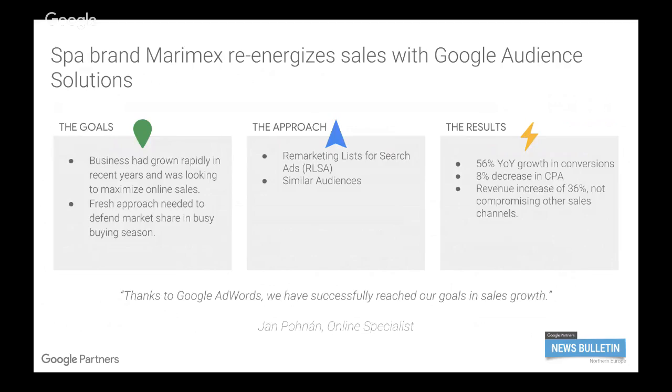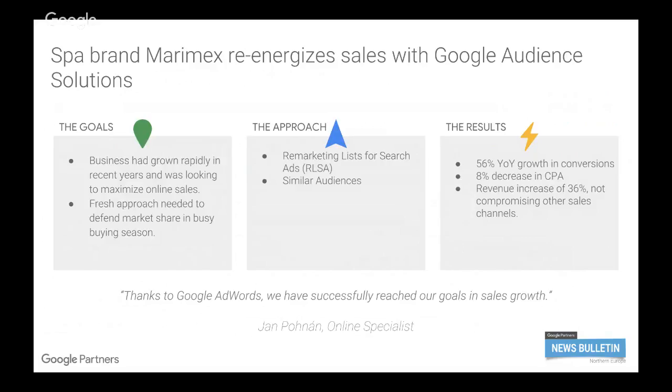Cool. And we have here a case of someone that also went full in on audiences. Yeah, thank you so much, Alexandra. That was really useful. And I think, the following example, it's a spa brand called Marimex. It's a really good example of a company that used audiences to really bring their online sales to the next level. So Marimex, they sell spa equipment. So think, for example, of bathtubs or jacuzzis.